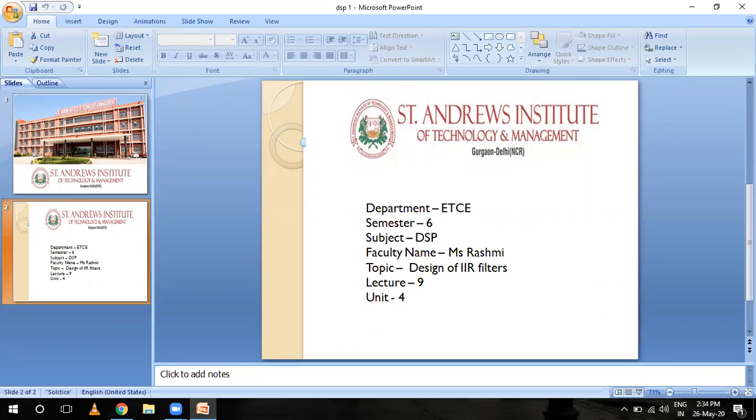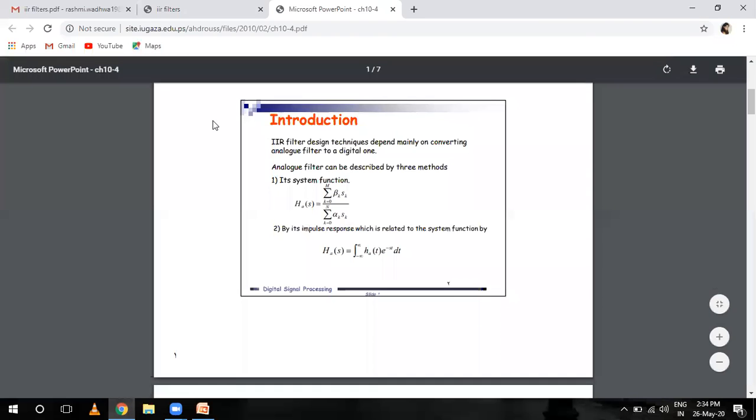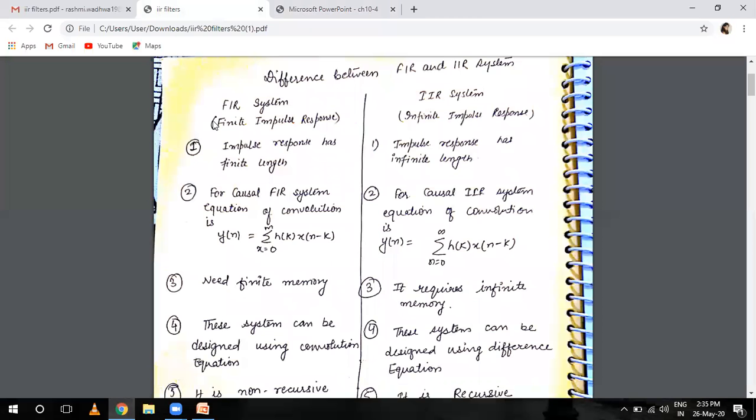So first of all, what do you mean by IIR filter and FIR filter? Basically, there are two types of filters, FIR filter and IIR filter. FIR is finite impulse response and IIR is infinite impulse response. In designing an IIR filter, our main motive is to design an analog filter and then convert it into a digital filter. This is our principle: the analog filter has to be changed into a digital filter.